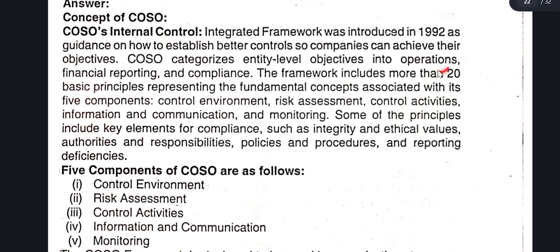The framework introduced more than 20 basic principles representing the fundamental concepts in the 5 components: the control environment, risk assessment, control activities, information and communication, and monitoring. So what are the fundamental concepts? Control environment: this environment should be there, and it should be controlled. Risk assessment: what problems may arise? We need to assess them. Control activities: if they arise, how are we going to control them? Information: what information can we get, and who can we communicate with? And monitoring: after doing all this, we need to monitor it.